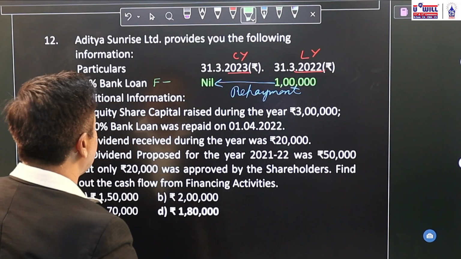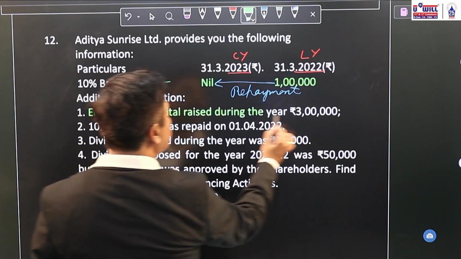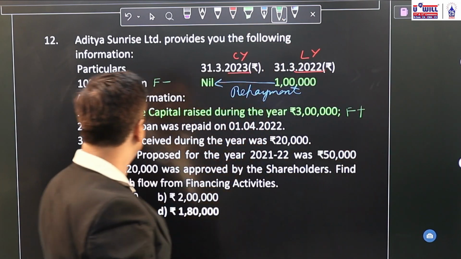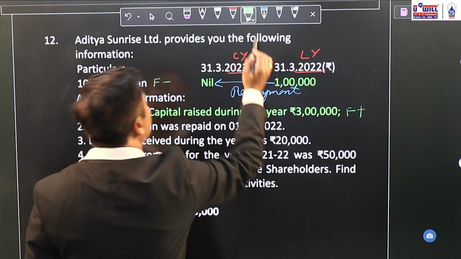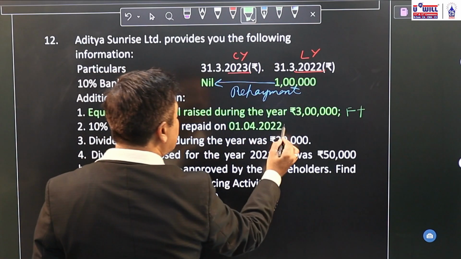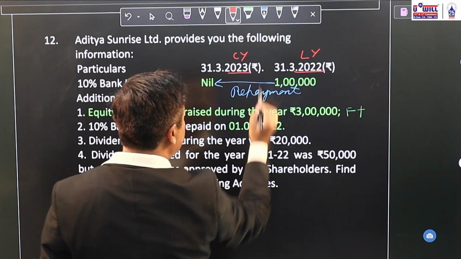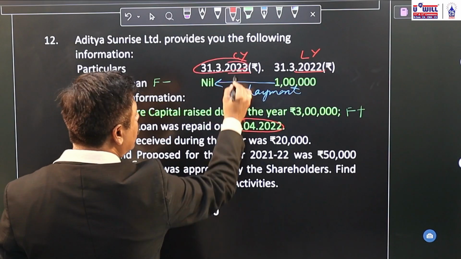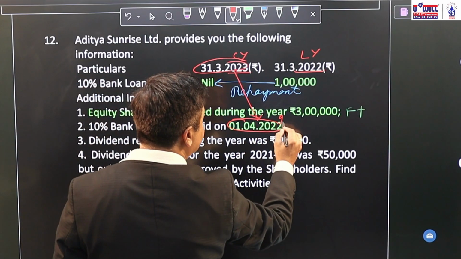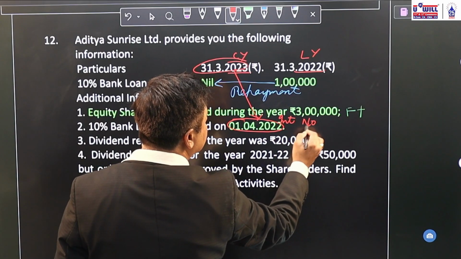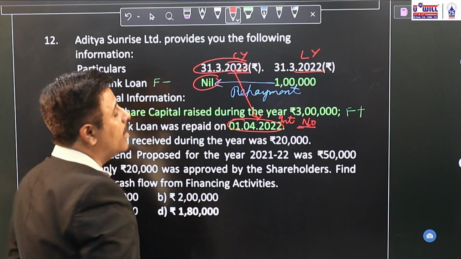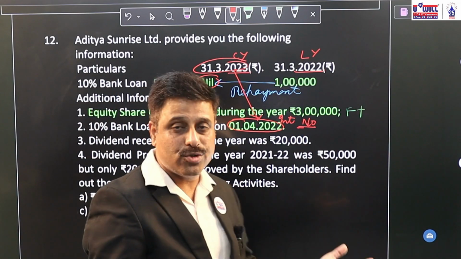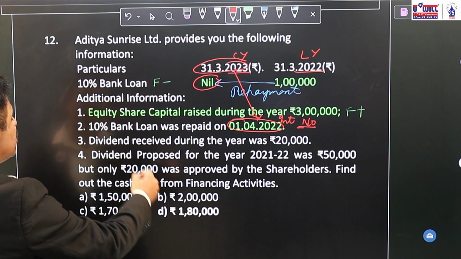Additional information: equity share capital raised during the year 3 lakhs, financing activities inflow, we will get the money. 10% bank loan was repaid on 1st April, beginning of the year. If you have repaid the loan at the beginning of the year, interest would be calculated on that amount. At the end of the year the amount is nil, so zero interest. On 1st April itself you repaid 1 lakh, so during the year you don't have any liability on which you have to pay interest. So interest is not there.